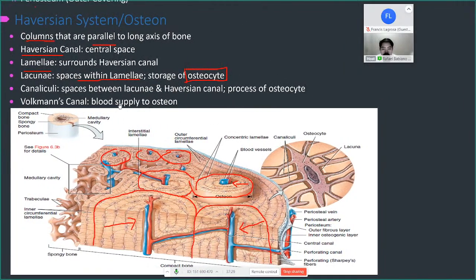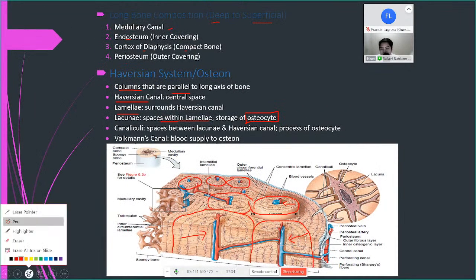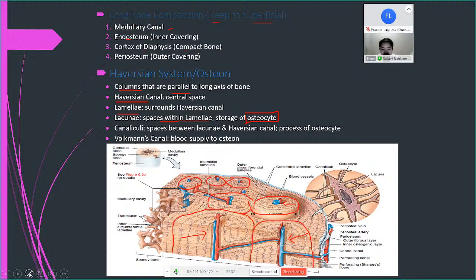And then you have your canaliculi. The canaliculi are the spaces between the lacunae and the Haversian canal. So if you try to draw it, this one is a lacunae, right? This red one. Then this is the central canal or Haversian canal. These lines that run like this, these are the canaliculi. They are also important because they connect the lacunae to the Haversian canal, right?